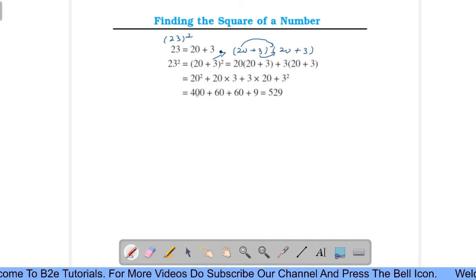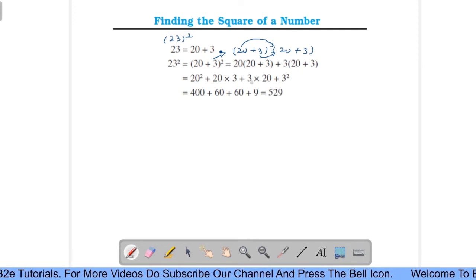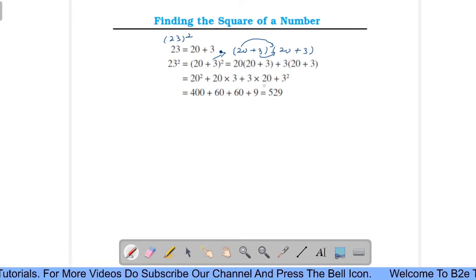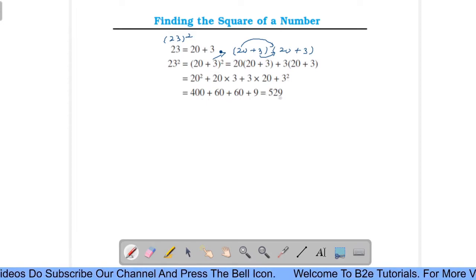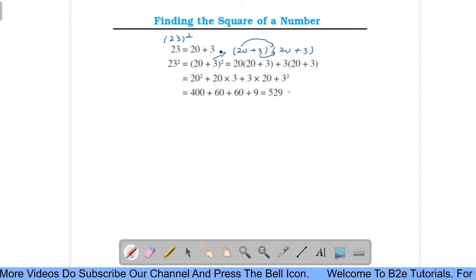Here 20 square, it is 400, plus 20 into 3, 60, plus 3 into 20, it is 60, plus 3 square, it is 9. Add it, equal to 529. Therefore your answer is 529.